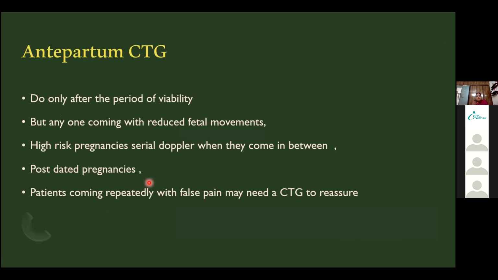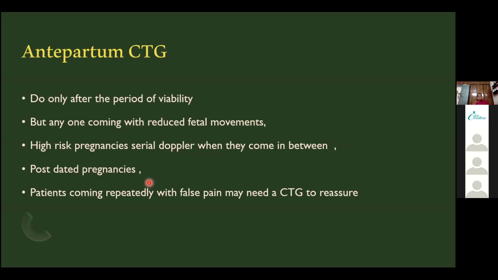So when do you do an antepartum CTG? Antepartum CTG you will do only after the period of viability. We can say after 28 weeks. Before that, if you do a CTG, it is of no use. Before that, if the patient says loss of fetal movements, you do an ultrasound and Doppler study and not a CTG. Whereas after 28 weeks, because only after 28 weeks in our place, we will be able to salvage.